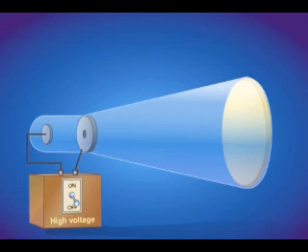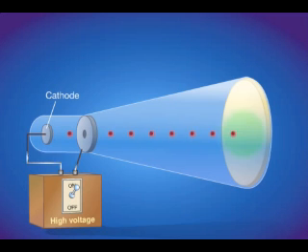A cathode ray tube is the forerunner of the television tube. It is a glass tube from which most of the air has been evacuated. When the two metal plates are connected to a high voltage source, the negatively charged plate, called the cathode, emits an invisible ray. The cathode ray is drawn to the positively charged plate, called the anode, where it passes through a hole and continues traveling to the other end of the tube.